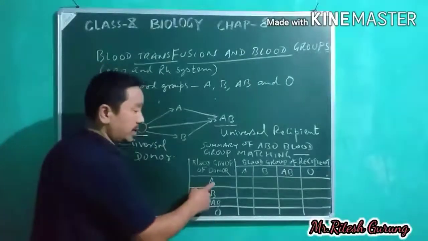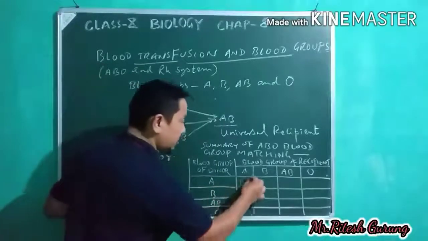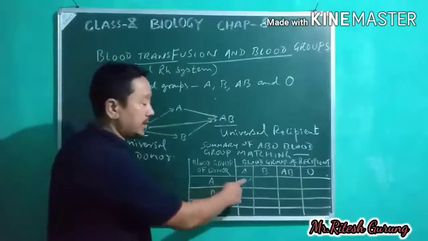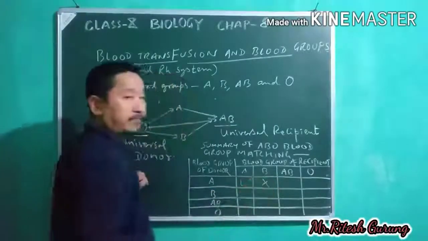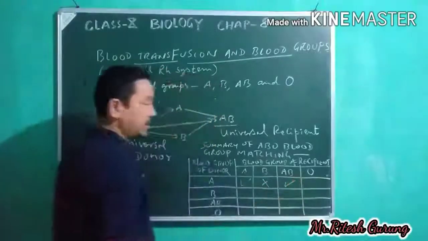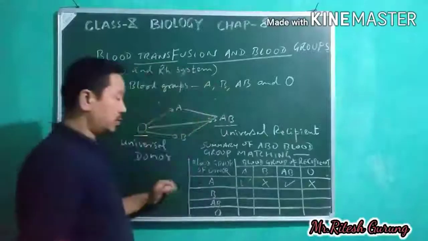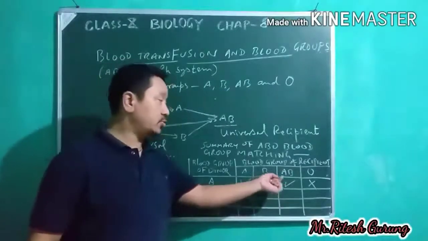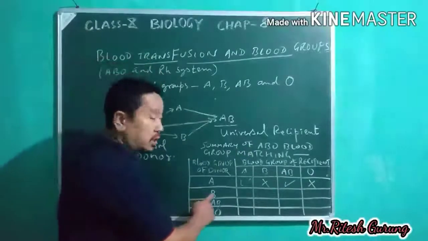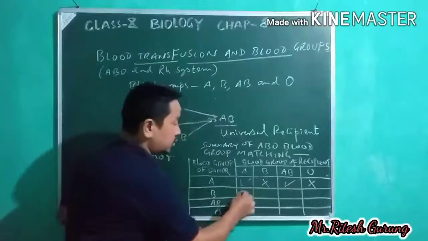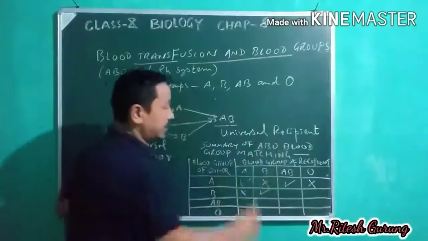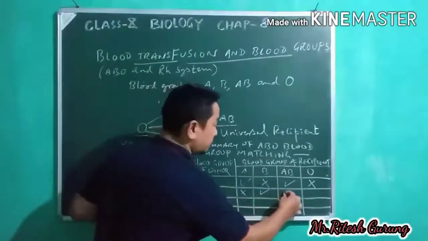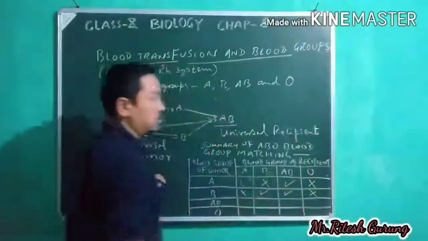Now see, blood group A can donate blood to A, but cannot donate to B. Can donate to AB, cannot donate to O. Similarly, blood group B cannot donate the blood to A, but can donate the blood to B because of the same type. The compatibility of blood group is there, and can donate blood to AB also, but cannot donate to O.